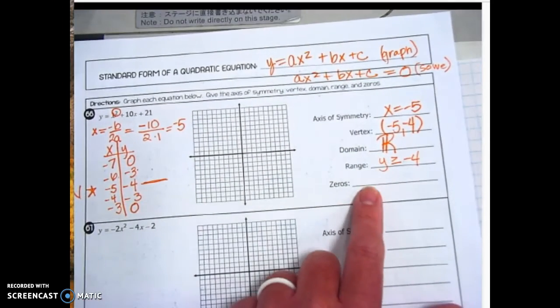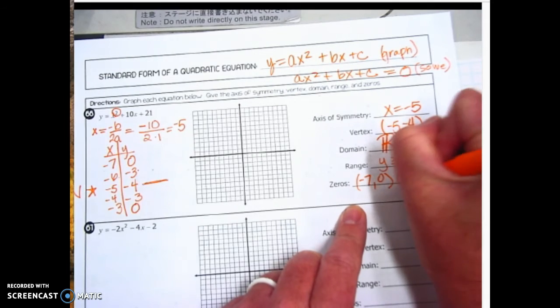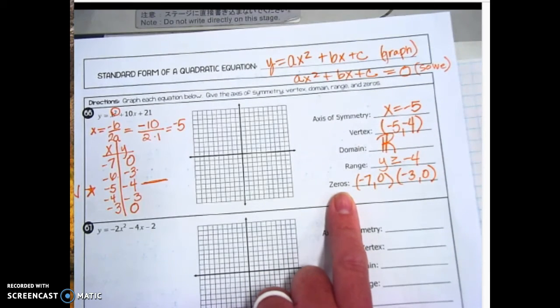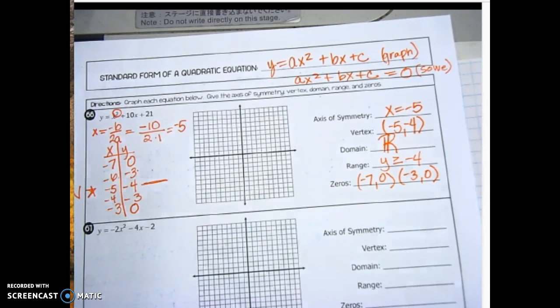So they asked us for zeros. We just got 2 of them. We got -7, 0, and we got -3, 0. Sometimes there are no zeros. Sometimes there's only 1. Just depends on the parabola. Okay, so let's graph it.